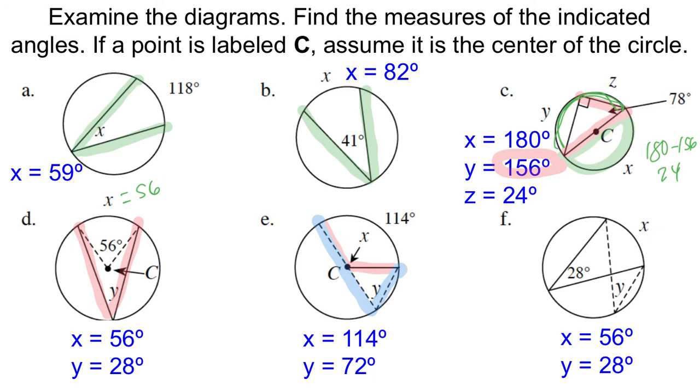And then on F, both of these happen to be inscribed angles. So they're both half the size of the arc. So the 28 that's already there matches what y is. They're the same size. And then I just double it to get 56.